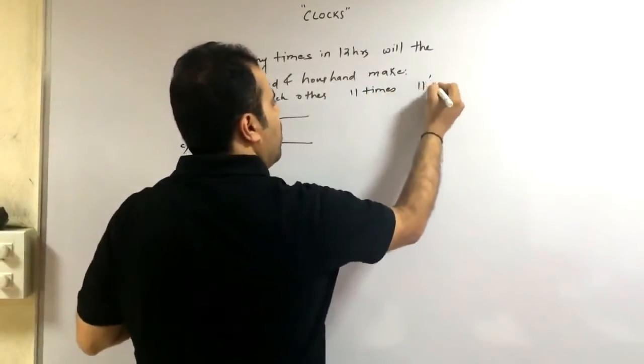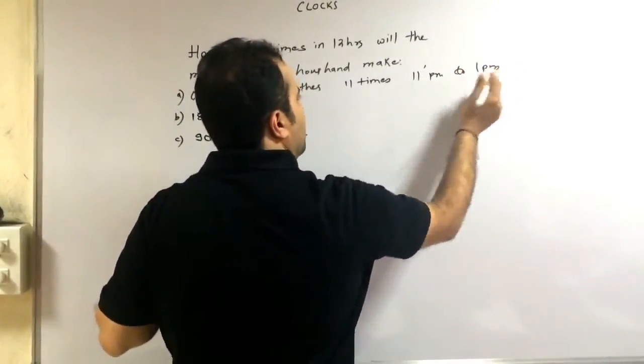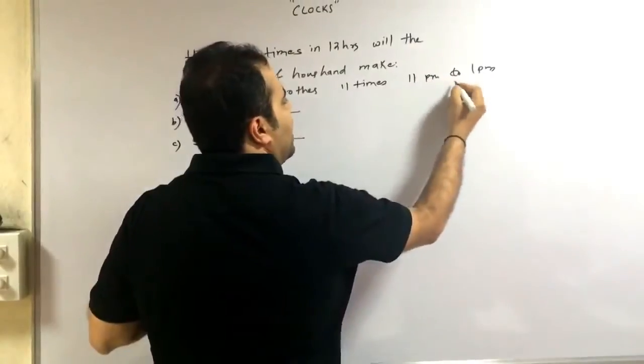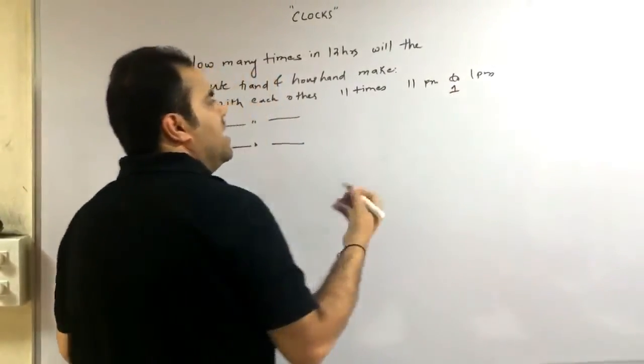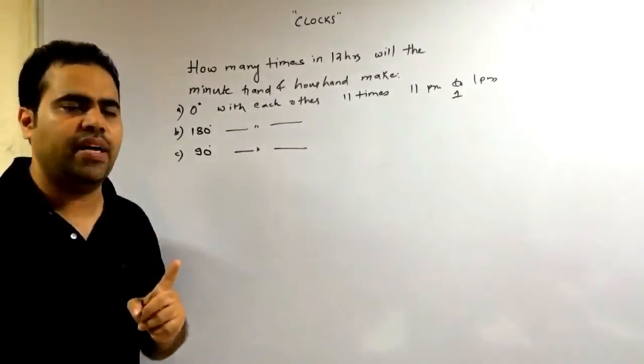Why is this happening? Because from 11 o'clock, let's say 11 p.m. to 1 p.m., the 0 degree angle is made only once. Rest, between every 2 hours the angle of 0 degree is made once.